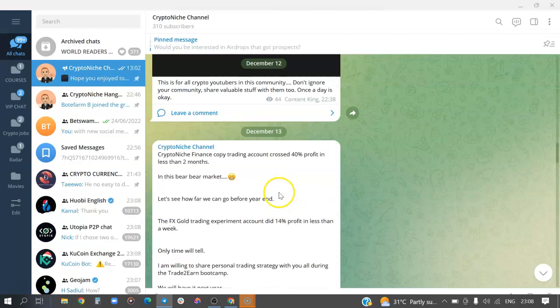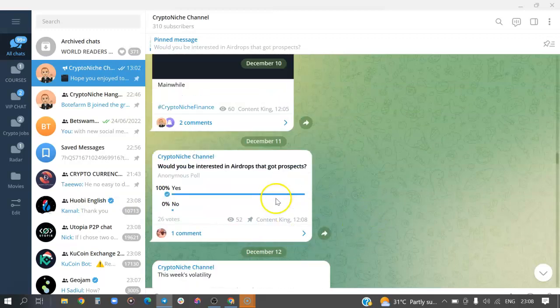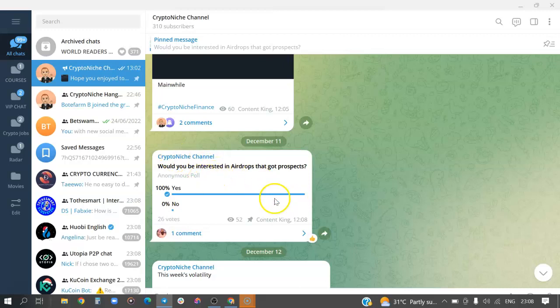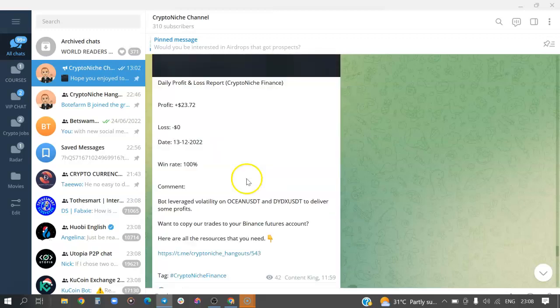If you compare this with today's poll, when I talked about airdrops, 26 people voted and all of them said yes to airdrops. Like I said, we'll be interested in airdrops that have prospects, airdrops that can actually make you a lot of money. I've made a lot of polls in the group where I know people's opinions and exactly what to do.